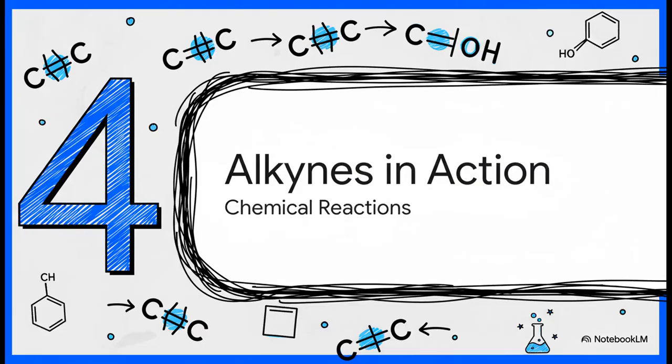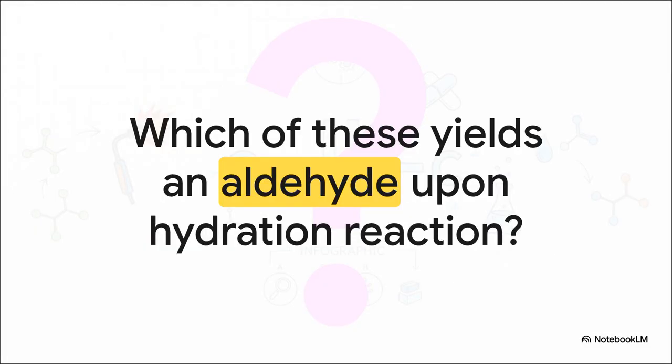All right, so we've got the blueprint, we know how to name the parts, and we even know how to rearrange them into isomers. Now for the fun stuff. It's time to put these alkynes into action and see what they can really do in a chemical reaction. Okay, time to put that builder's knowledge to the test. Here's the question. When you react these compounds with water, which one is going to produce a very specific product called an aldehyde? Now take a second and think back to that core structure we talked about. Which one of these molecules stands out as being the most simple and, well, symmetrical?